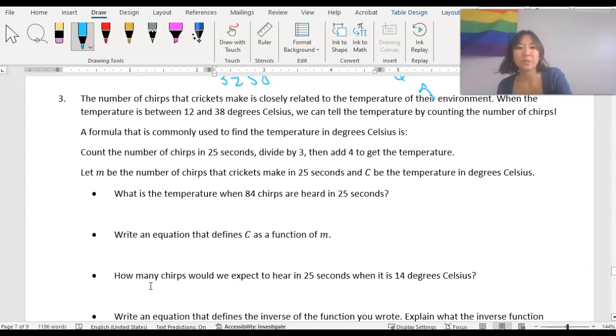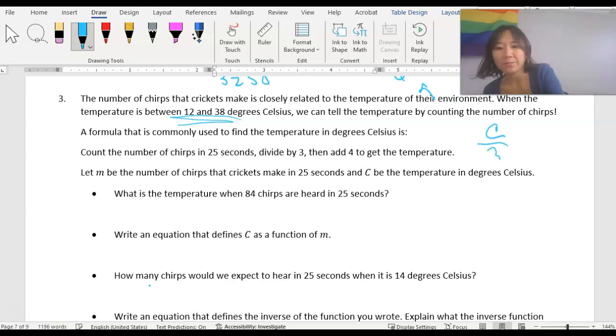All right, the number of chirps that crickets make, I don't know why they keep coming back to crickets, but they do, is related to the temperature. When the temperature is between 12 and 38 degrees Celsius, we can tell the temperature by counting the number of chirps. A formula that is commonly used to find the temperature in degrees is count the number of chirps in 25 seconds, divide by 3, and then add 4 to get the temperature.